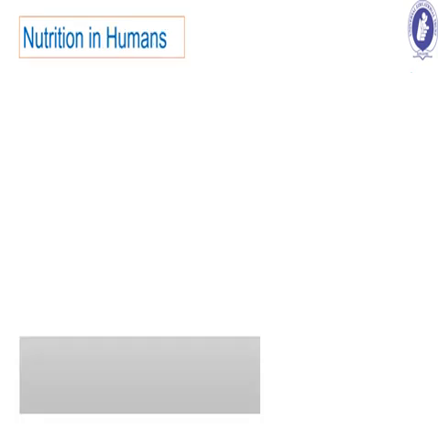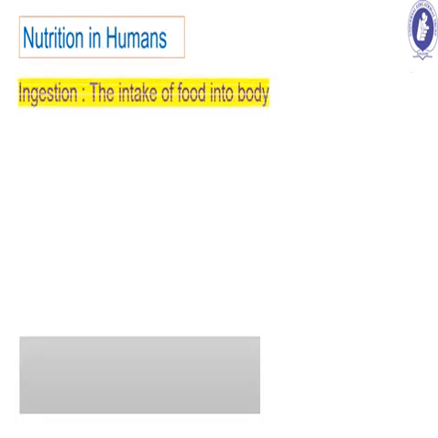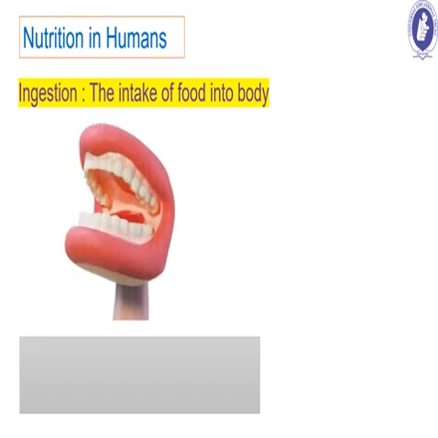Nutrition in humans. The first step involved is ingestion. That means the intake of food into our body. That is called ingestion. All of us know that this is happening with the help of our mouth. So inside the mouth, what is there? Yes, we know that teeth are there, right? With the help of teeth, we'll cut our food, grind our food, and also chew our food. That means teeth help with breaking down of food.